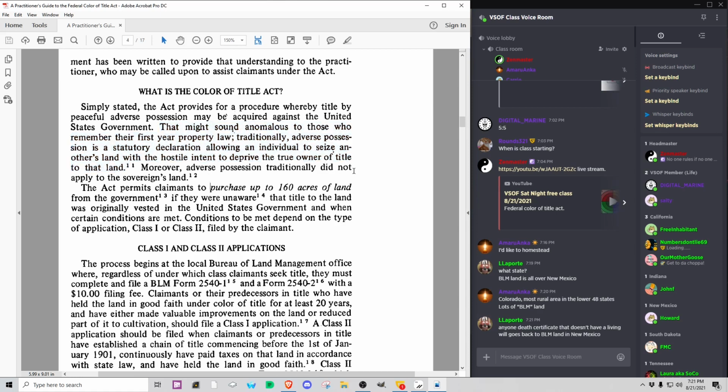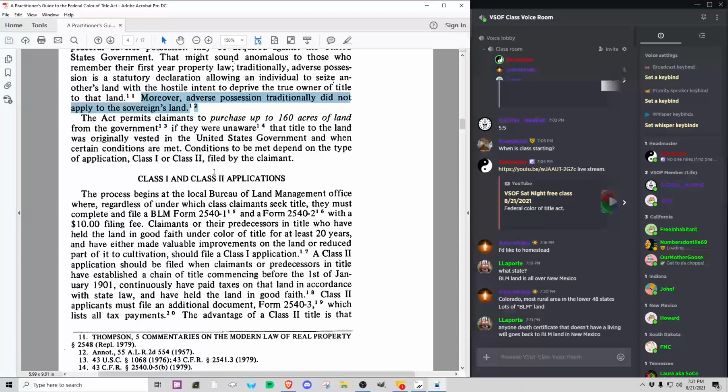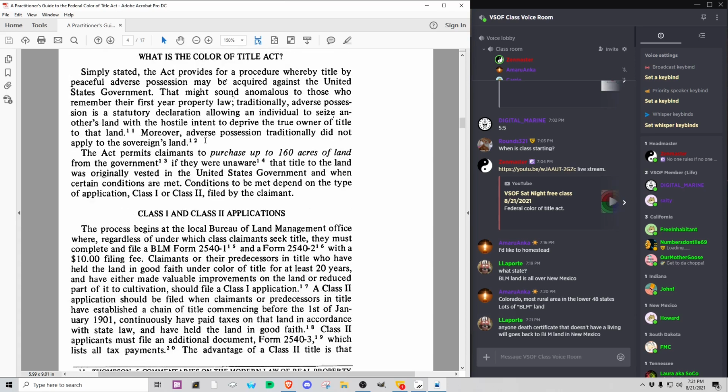So, moreover, adverse possession traditionally did not apply to sovereign lands. Well, then again, these lands, until one of the people claims them, are not sovereign. But again, we should probably take a look at whatever this particular little annotation is, number 12 here, and see what kind of case they're actually talking about. Because my guess is the way they use this in this sentence is actually not the proper way to use that term. Because sovereign lands is one of the people that holds land in allodial title. That would be sovereign land.